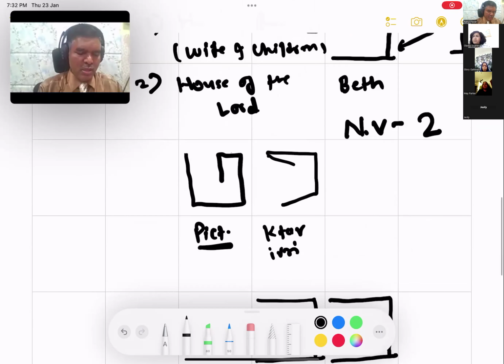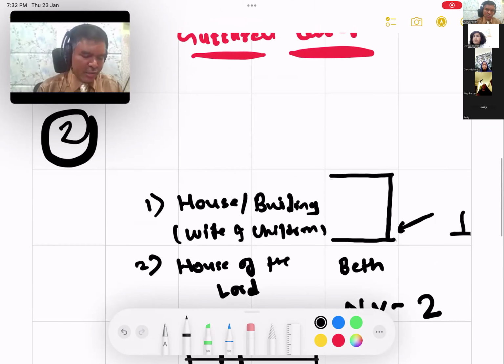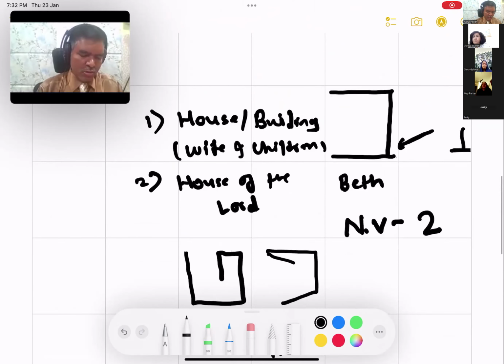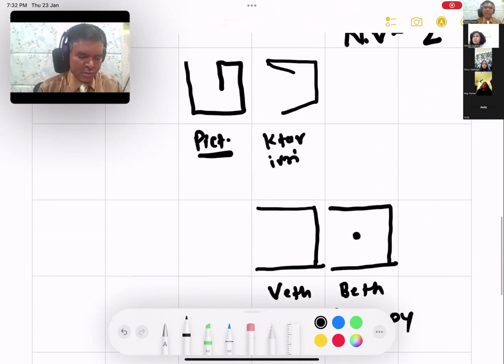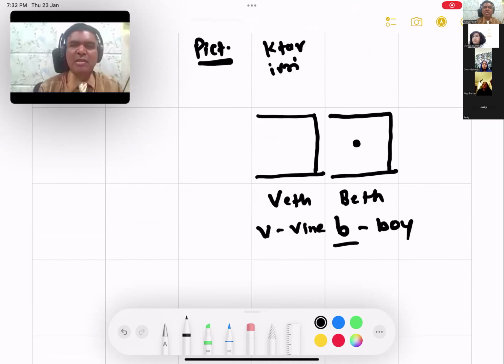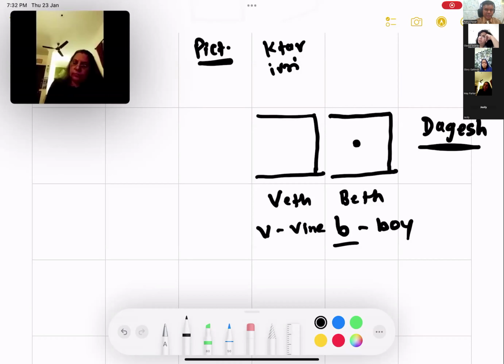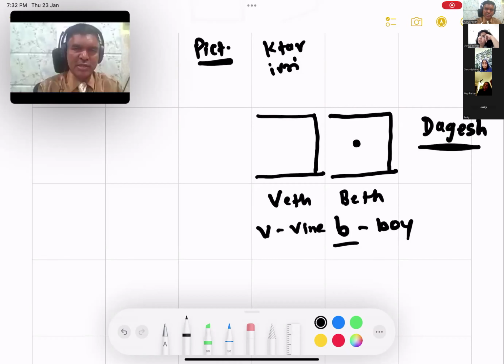Aleph is a silent letter. Its transliteration in English is an apostrophe. There is no real transliteration, just an apostrophe. But for Beth and Veth, if there is a dot, that dot is called Dagesh. Everyone say Dagesh. Dagesh is the piercer, as if that letter is pierced by a knife. So that is called Dagesh. Dagesh is the dot.